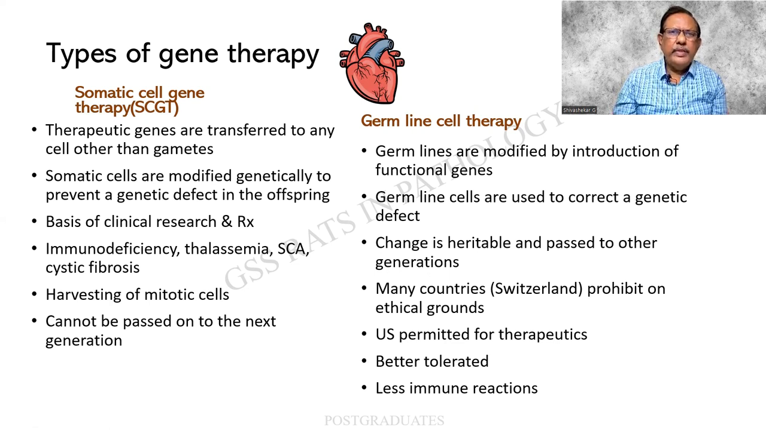It can form a basis for clinical research and treatment. And certain diseases such as immunodeficiency, thalassemia, sickle cell anemia, cystic fibrosis are all being attempted to be cured by means of this. So there is a harvesting of the mitotic cells. Mitosis is important. Always the cell should be in a state of multiplication. They should not be stable cells or permanent cells wherein this is possible. But at the same time, they should not be and cannot be passed on to the next generation.